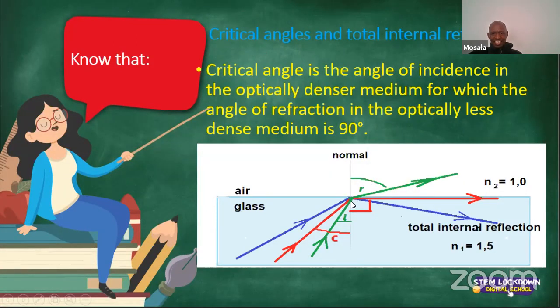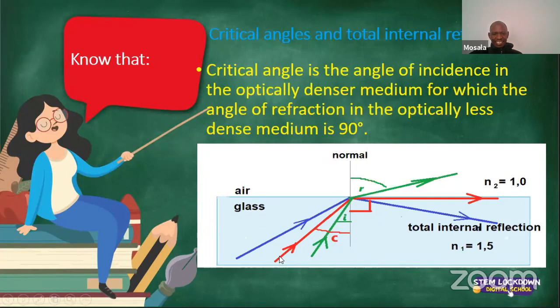So the green light, well, it's not actually green light, but a light ray represented by the color green, just to distinguish between the different scenarios. This one will go through. Why? Because this angle of incidence is less than the critical angle. So what is a critical angle?